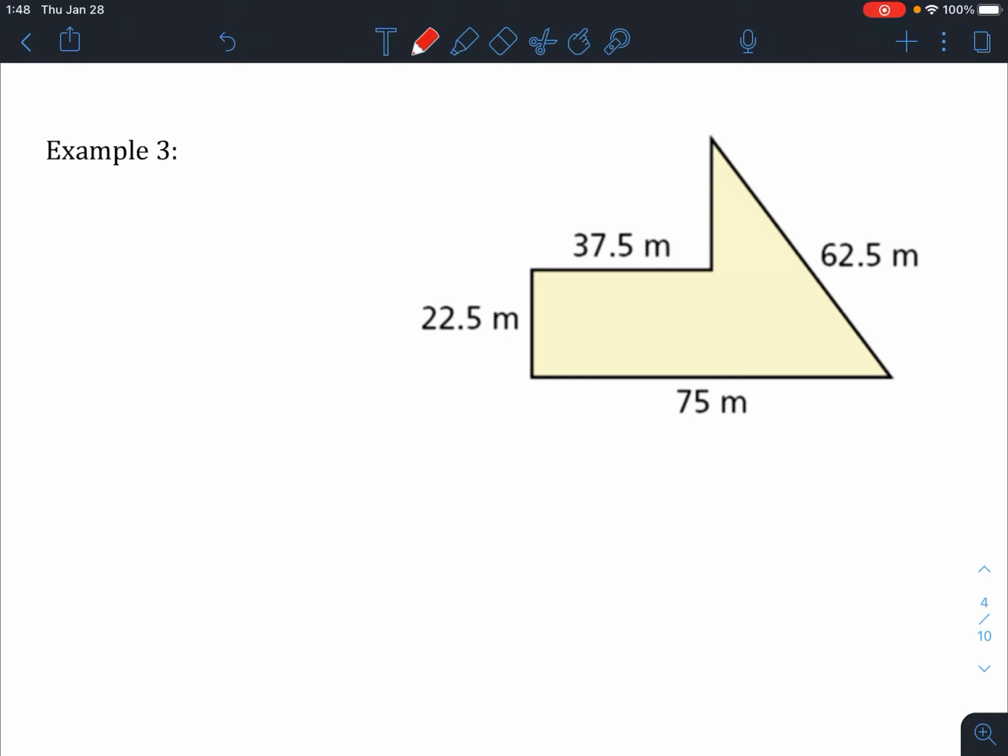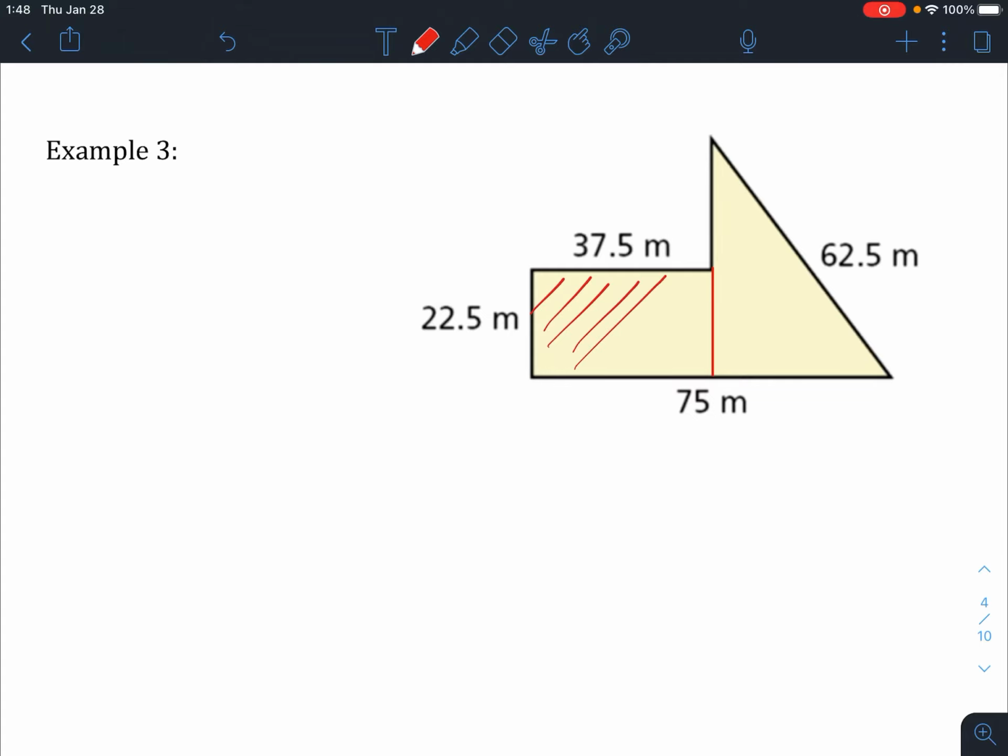Example 3, so this one, we have to start by dividing this up into multiple shapes. Okay, there's a couple different ways to do it. You could draw a line here, and that would give us a trapezoid and a triangle. We could draw a line here, and that would give us a rectangle and a triangle. Or we could draw a line here, and that would give us a triangle and a trapezoid. I think probably the easiest way to go through this is just to draw a line right here.